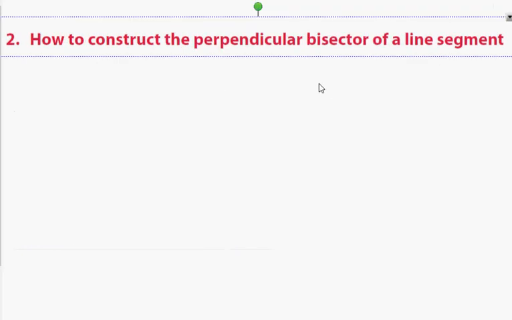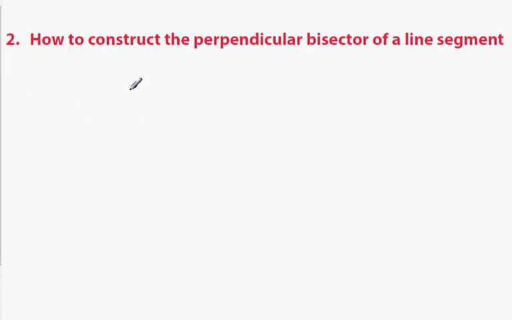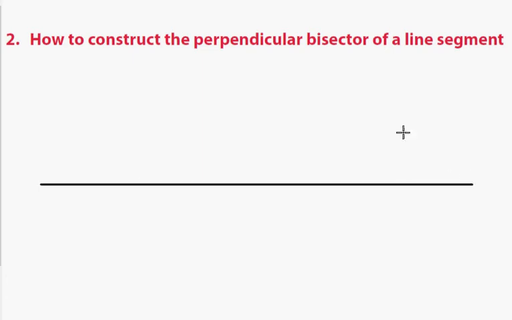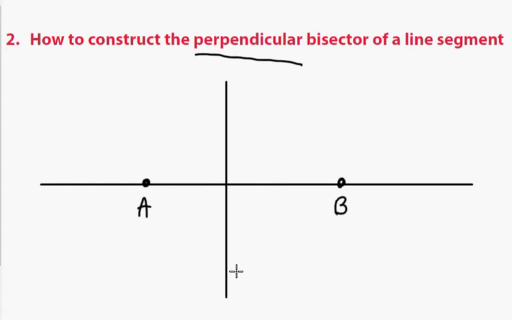How to construct the perpendicular bisector of a line segment. Okay, now, here's a line segment. Here's a line, and here's the segment A, B. Now, perpendicular, what does that mean? You want a line that goes at 90 degrees.